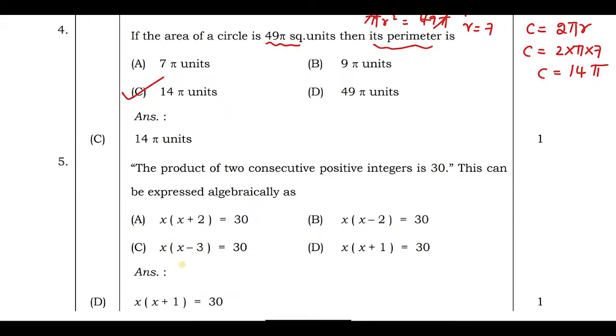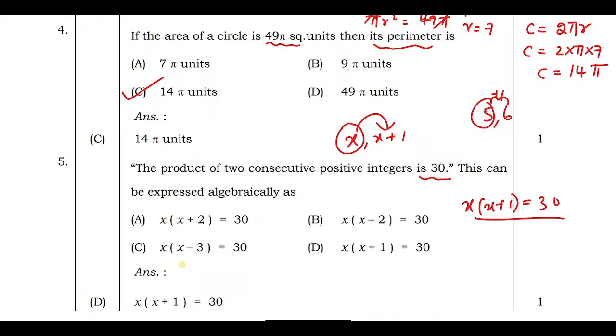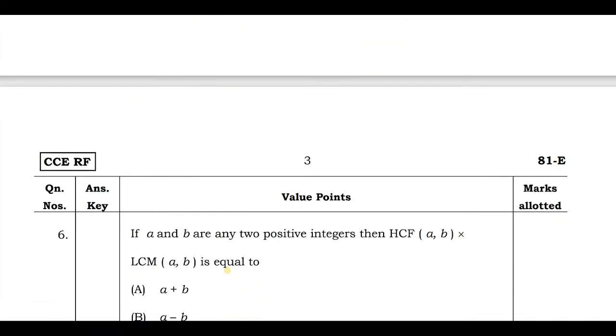The product of two consecutive positive integers is 30. Then this can be represented by, now the consecutive positive integers will be x and x plus 1. For example, if we take the continuous numbers 5 and 6, for 5 if we add plus 1 we get 6. In the same way for x, if we add plus 1 we get the next number. Therefore the product of two consecutive positive integers is 30, so x into x plus 1 equals 30. Therefore the correct answer is option D.